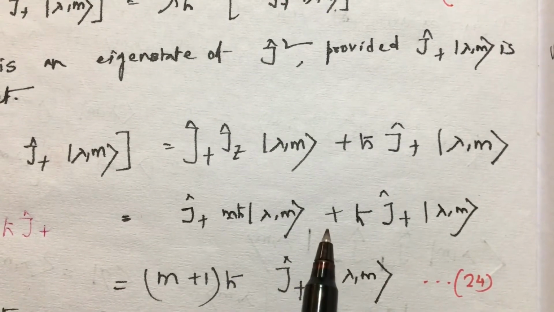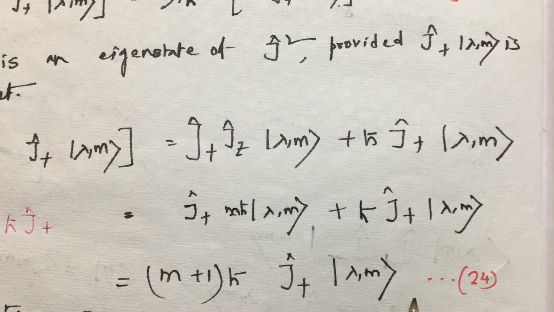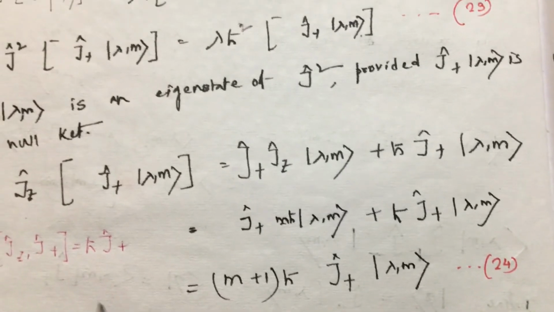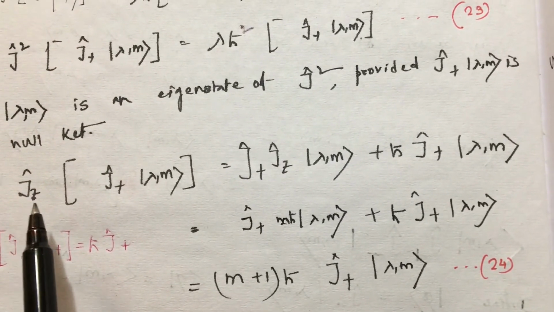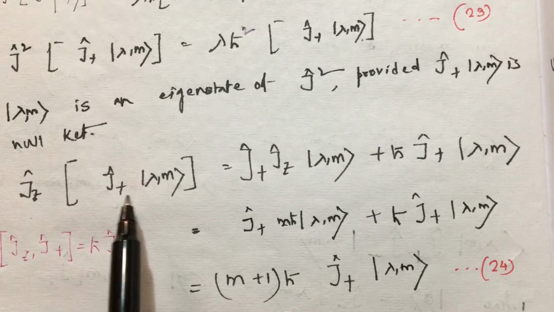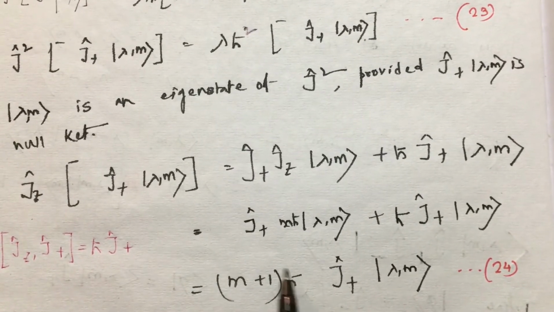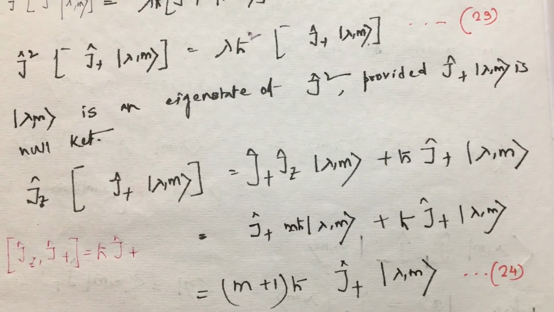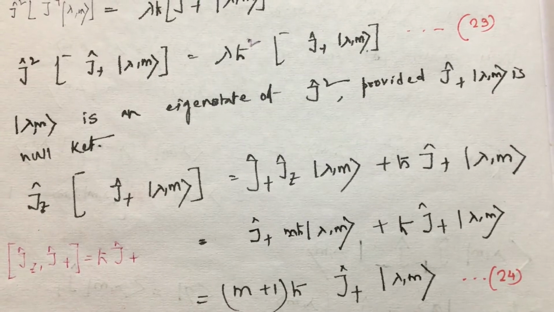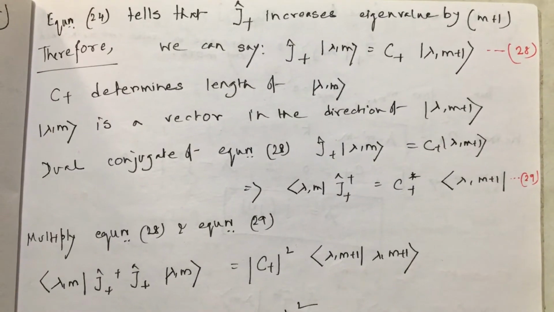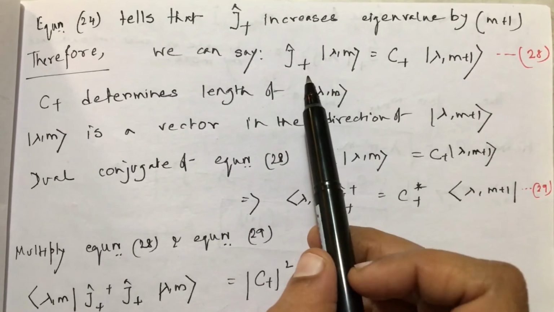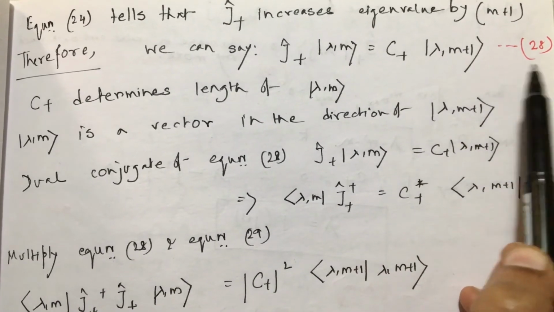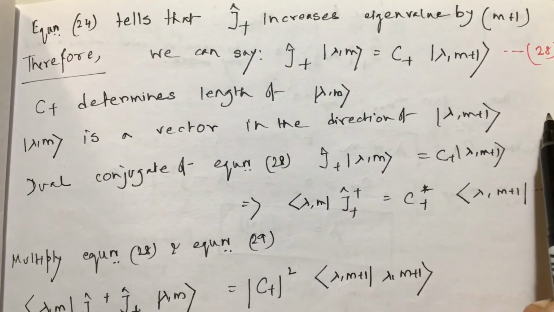J plus |λ, m⟩. So for the J plus |λ, m⟩ eigenstate, I can write this equation 24, which tells me that the operation of Jz on this eigenstate J plus |λ, m⟩ gives me the eigenvalue m plus 1, which is greater than the previous value of m by 1 unit. So we can now say that J plus |λ, m⟩ has this eigenvalue equation, which is equation 28.